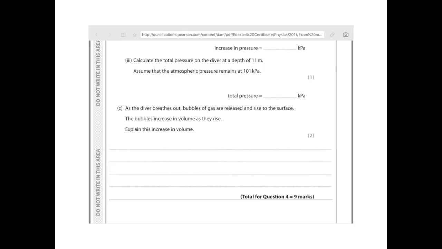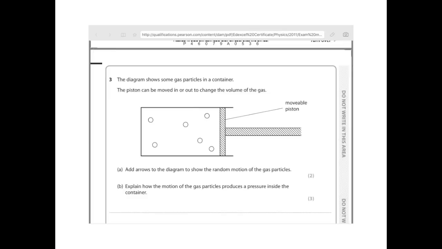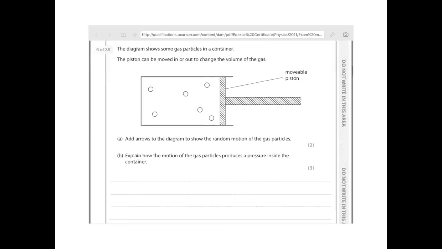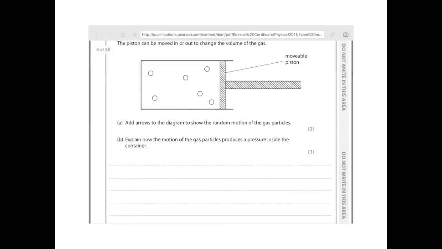And if that sounds weird, you can state the other pressure equation once again, which is P1 times V1 equals P2 times V2. The diagram shows some gas particles in a container. The piston can be moved in or out to change the volume of the gas. Add arrows to the diagram to show the random motion of the gas particles. Just literally show them moving around really randomly. Just make sure you add enough arrows.